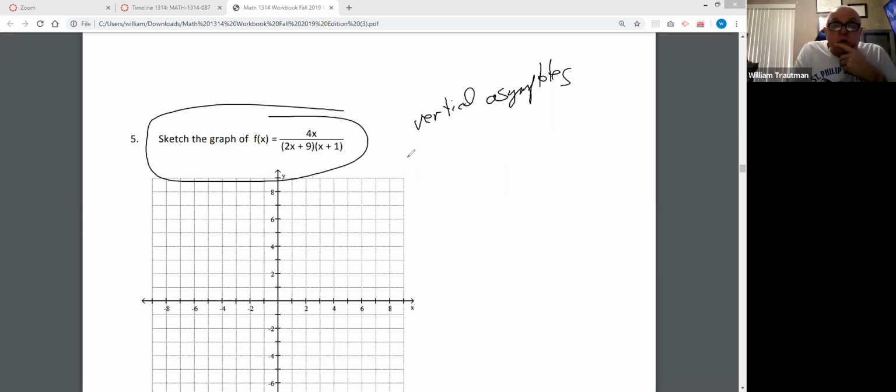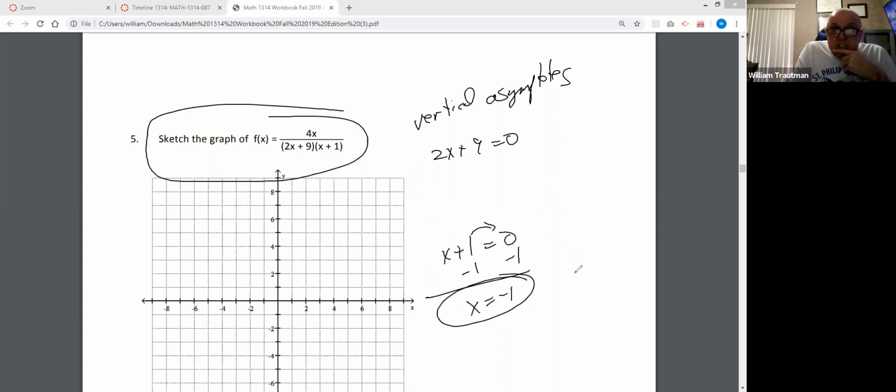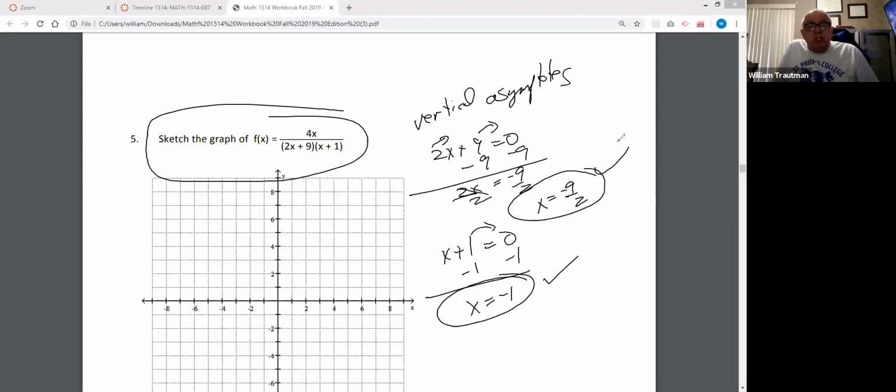Vertical asymptotes are what makes the bottom equal to 0. 2x plus 9 equals 0, and x plus 1 equals 0. We'll take the 1 to the other side, and x equals -1. That's a vertical asymptote. Here, you got to take the 9 and the 2 to the other side. You always take the add and subtract to the other side first, then divide by 2. That's the other vertical asymptote. So to find vertical asymptotes, you take the bottom of the fraction and make each part equal to 0.